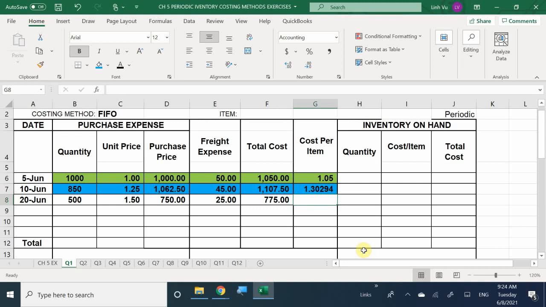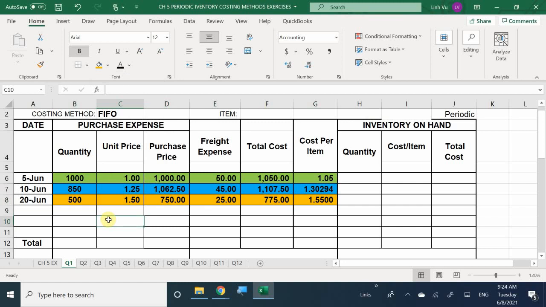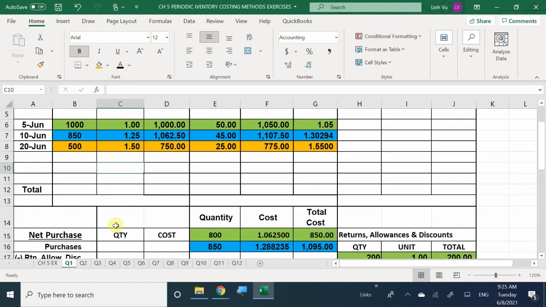So what's my cost per item going to be here, just in case we end up not returning anything from them? $1.55. We take our 775 divided by 500 to get $1.55. I'm just going to spread that out so we know for sure it's a rounded number. And this time, I'm going to make this batch orange, so it's a little contrasting. So there we have it.